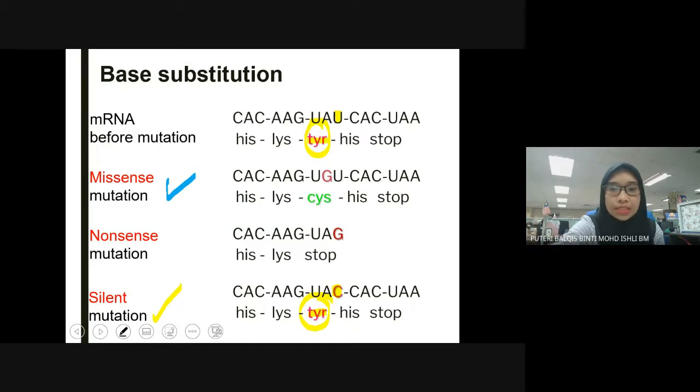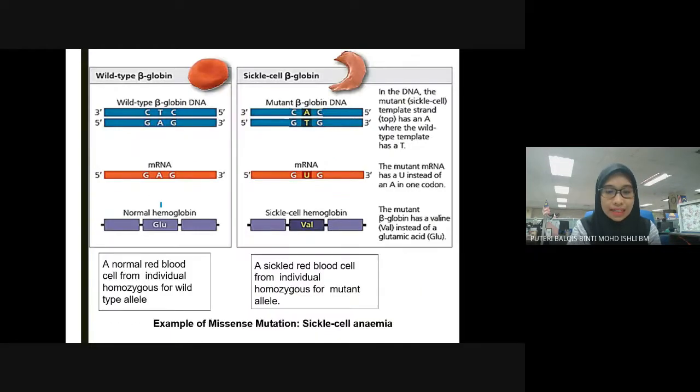So what happens is, this A is replaced with G. A kat situ is replaced with G. So it's supposed to be tyrosine, but it codes for cysteine. Okay, it codes for cysteine. So it will code for a different amino acid. Different amino acid akan bagi maksud different polypeptide. So that is missense mutation. So for example, sickle cell anemia.